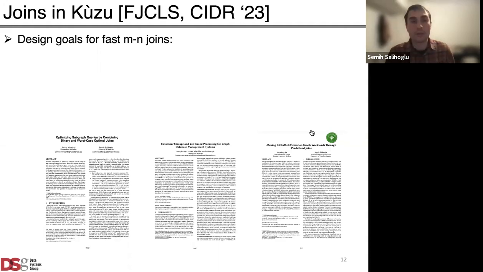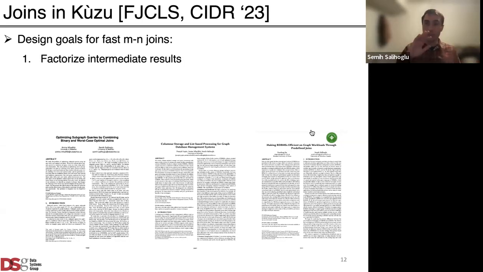I'll cover the core join algorithms, the join operators in the system and what they are designed to do, what our design goals were, and cover also some of those techniques that I mentioned before, like factorization.